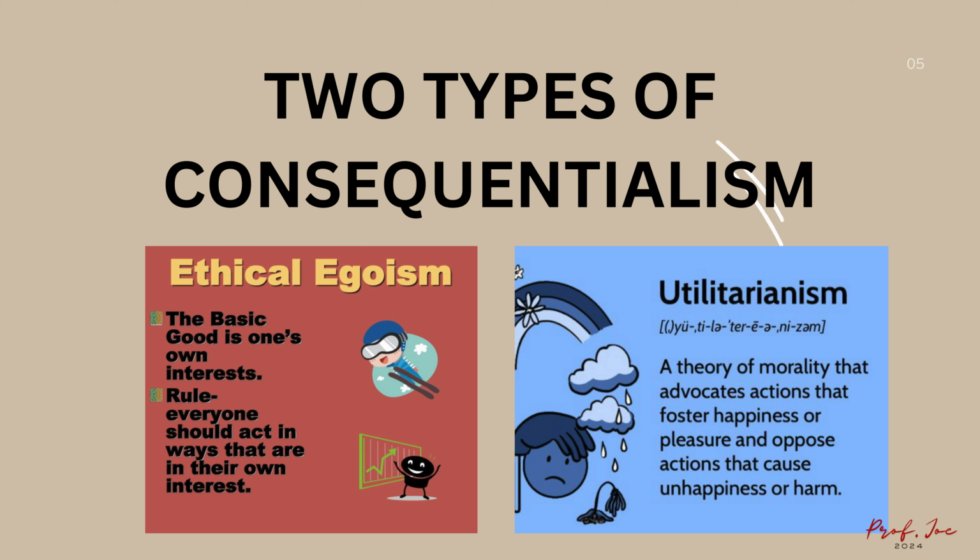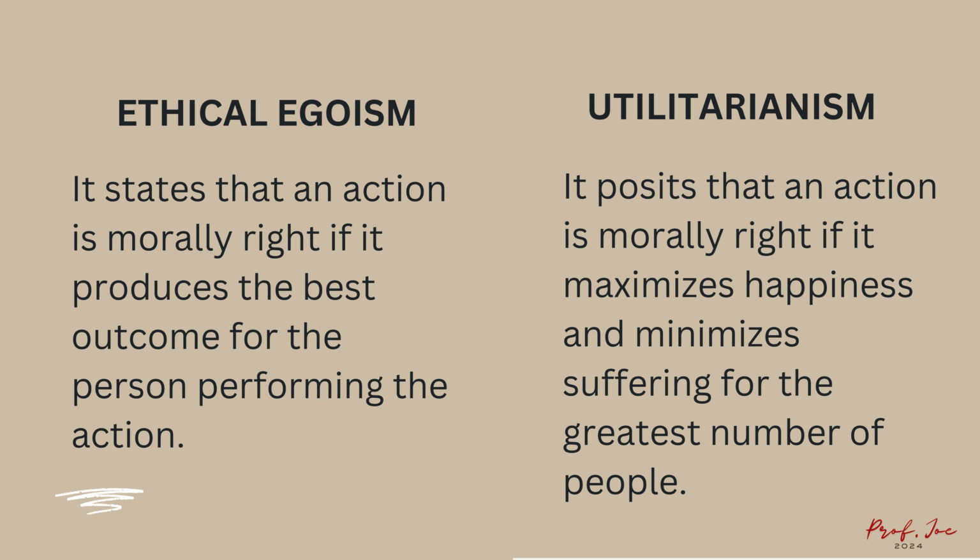Two ethical theories offer contrasting perspectives: ethical egoism and utilitarianism. Both focus on the consequences of our actions. However, they differ in their definition of a morally good outcome. Let us navigate morality that focuses on consequences. Ethical egoism versus utilitarianism. Ethical egoism argues for self-interest. It states that an action is morally right if it produces the best outcome for the person acting. In other words, you should prioritize your well-being above all else.